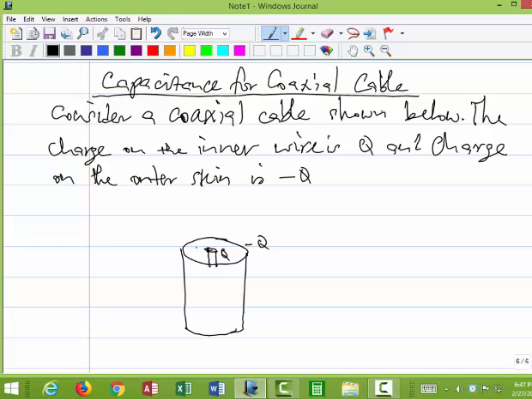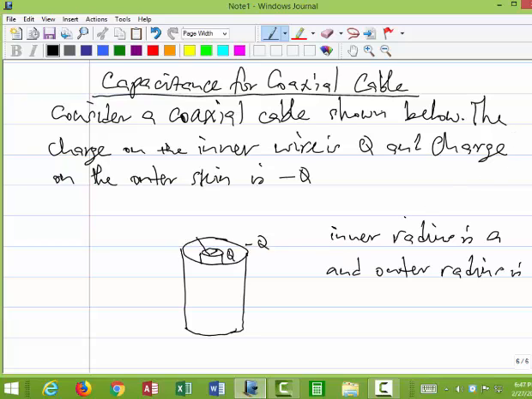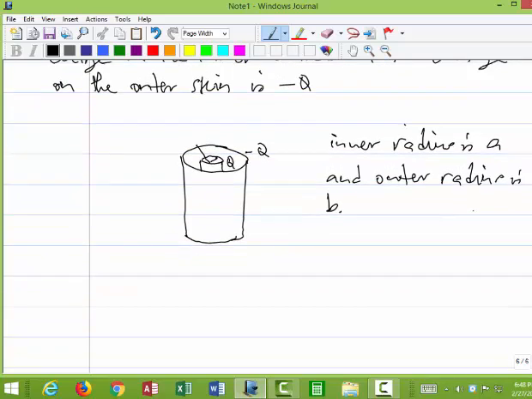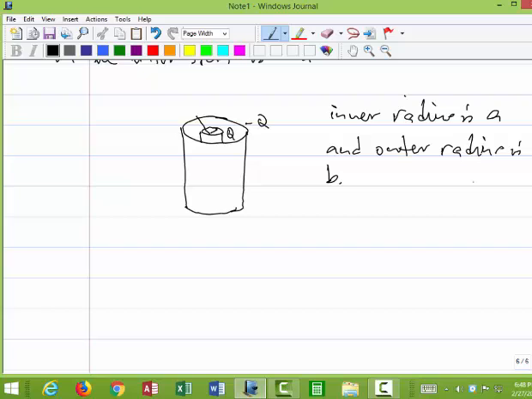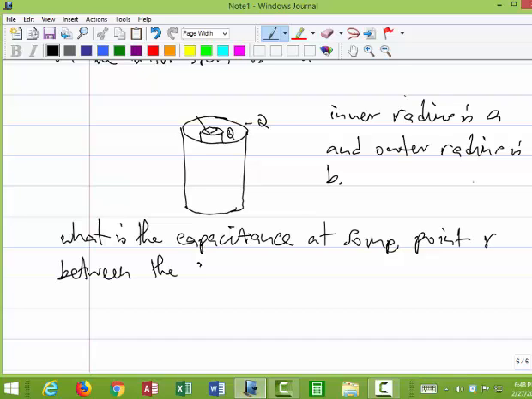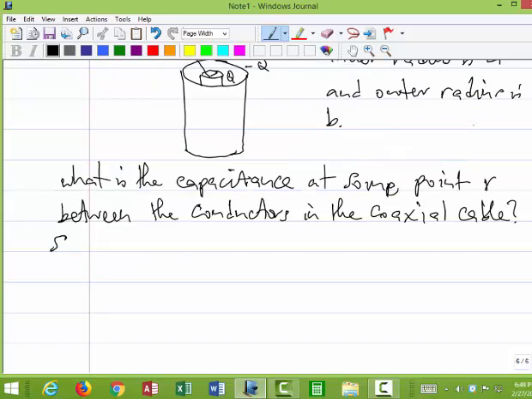We can say that, so this is Q. So the inner radius is that, and that's the outer radius. So inner radius is A, outer radius is B. And we are asking, what is the capacitance between the two, what is the capacitance of the coaxial cable? So what is the capacitance at some point R between the conductors in the coaxial cable? So we can solve this.